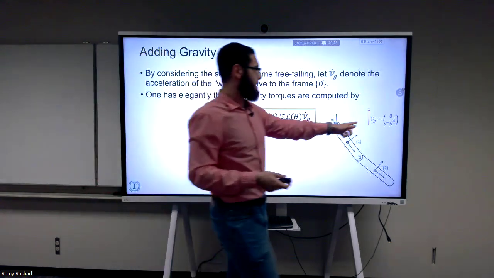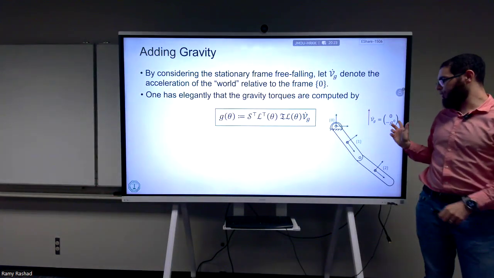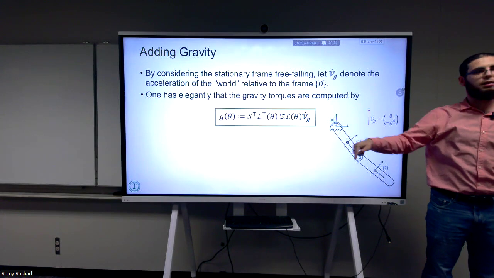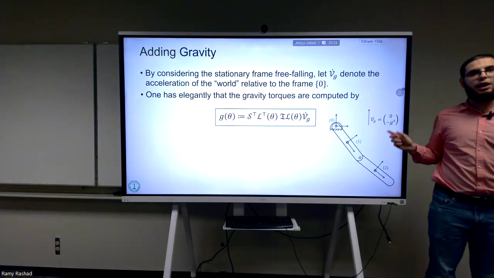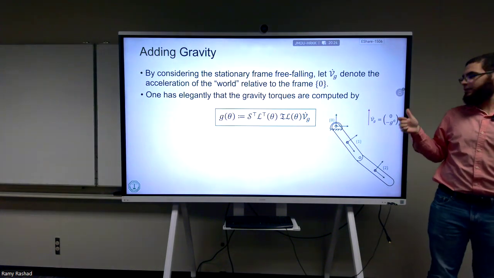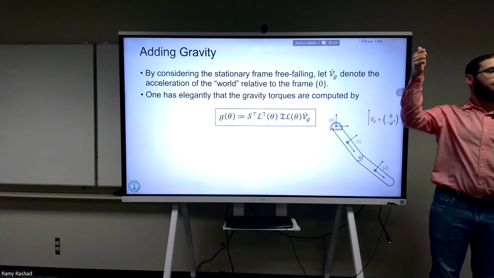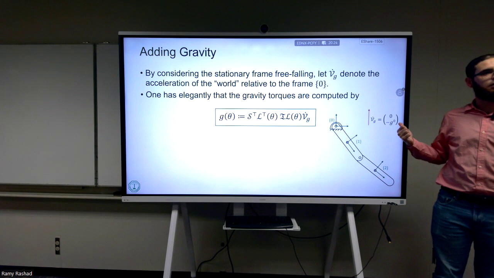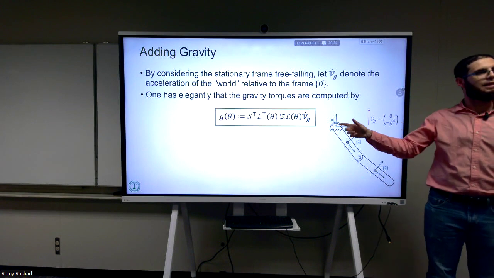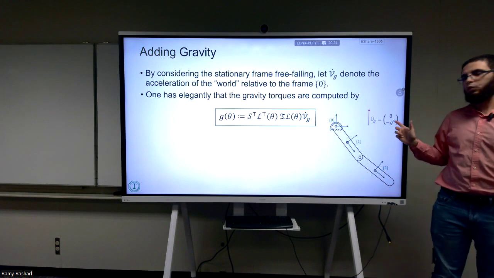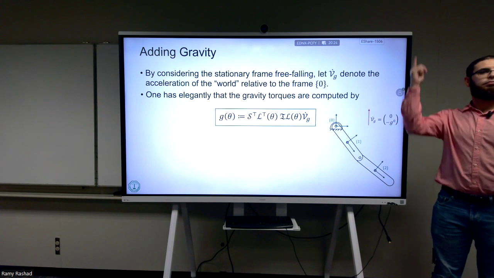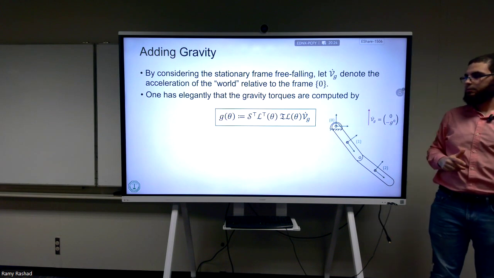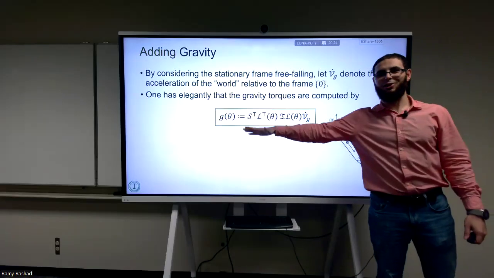So if you always consider gravity in the zero frame to be, for example, going downwards, the acceleration of the zero reference frame you can consider to be up, with minus this gravity. So if this was minus g in the z direction or in the y direction, this will be positive g in the y direction or in the z direction. Multiply this term by this expression, you're going to get the gravity.